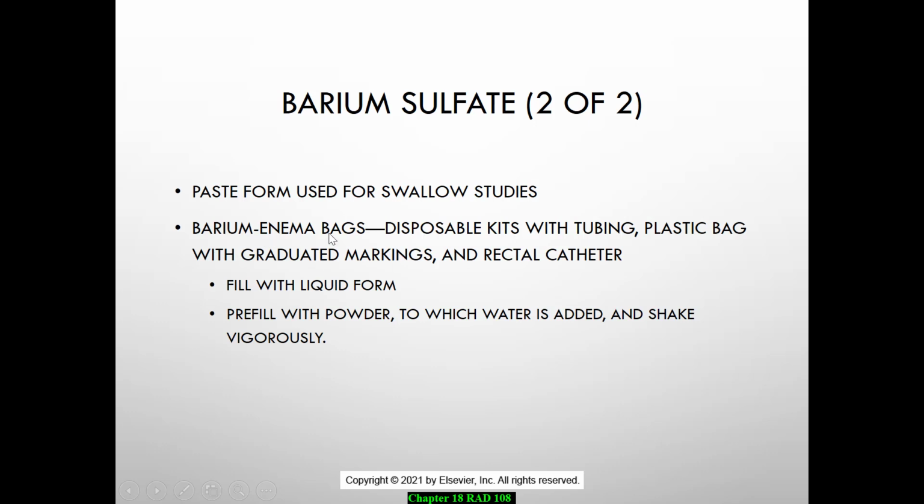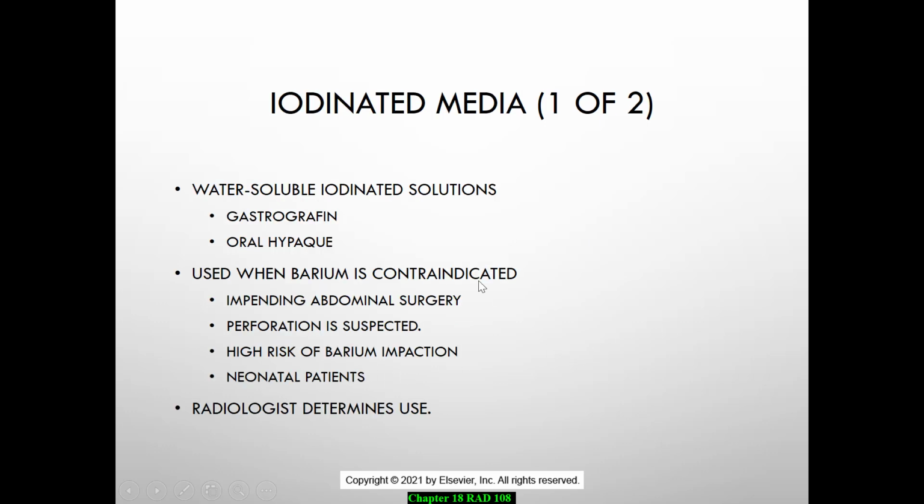Some of them will already have bags that are already filled with the contrast media. So your barium enema bags are going to be disposable kits. They're going to have tubing, the plastic bag's going to have markings, there's going to be a rectal catheter, it's going to have a liquid form already in. If it doesn't, it'll have the powder and it'll have instructions of how much water is to be added, and then you do need to shake those up pretty well to make sure that they're mixed.